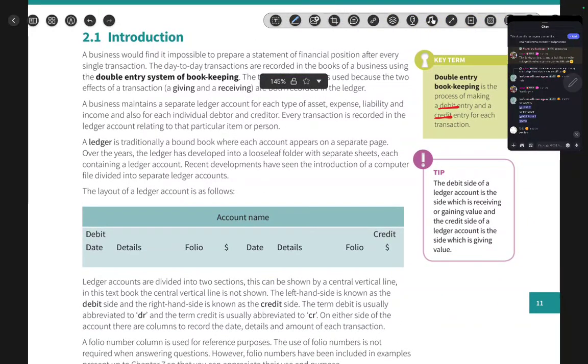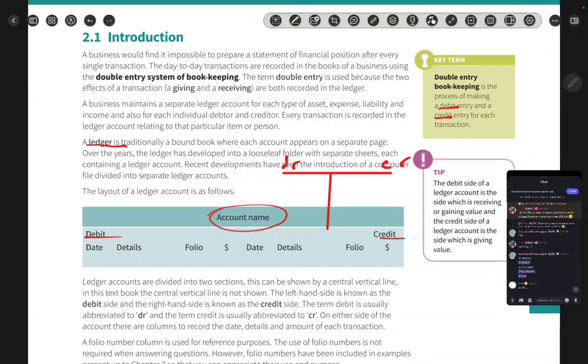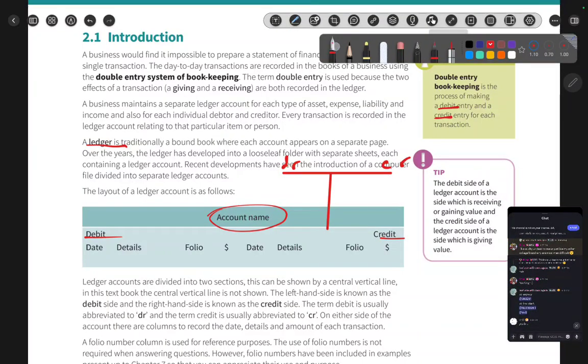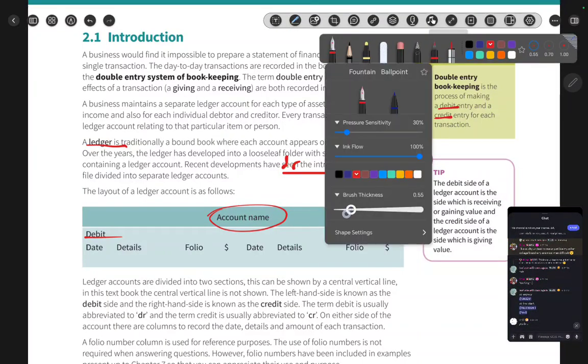So the T account or the ledger account is something like this. In your exams or in your normal notebook, you're going to draw it something like this. This will be the debit side and this will be the credit side, as you can see over here. And then you're going to have to write the account name in the middle.